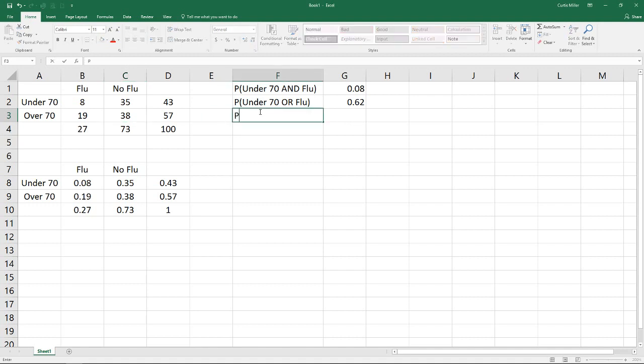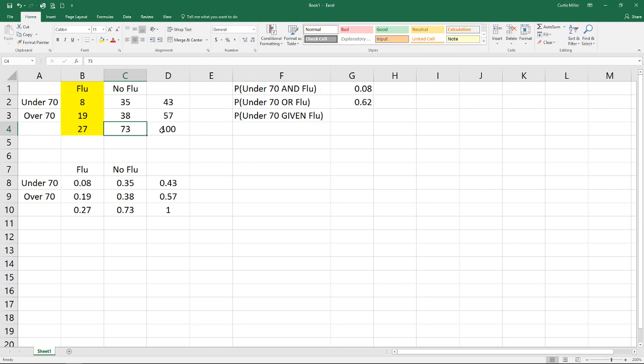The last one we're going to do is the probability that we are under 70 given that we had the flu. What our given does is narrow down our data set. So instead of looking at our entire data set of 100 people, we're really only looking at a data set of 27, and we want to know how many people were under 70 out of that 27.